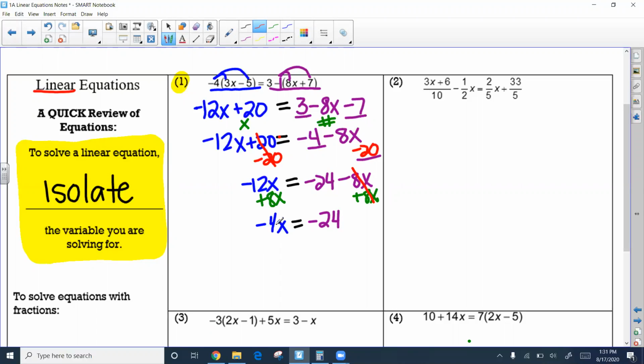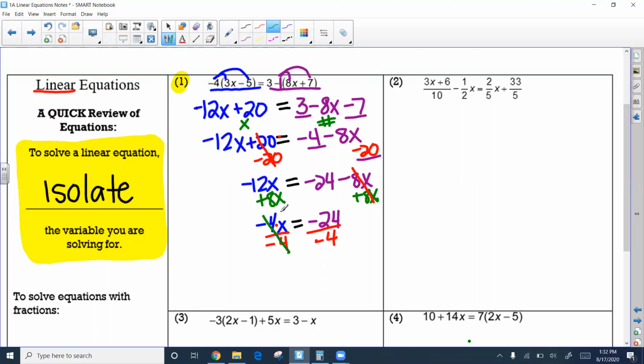Right now I have -4 times x. And so to get rid of that -4, the inverse operation of multiplying by -4 would be to divide by -4. So I'm going to divide both sides by -4. When I do that, the reason we divide by -4 is because -4 divided by -4 is 1.